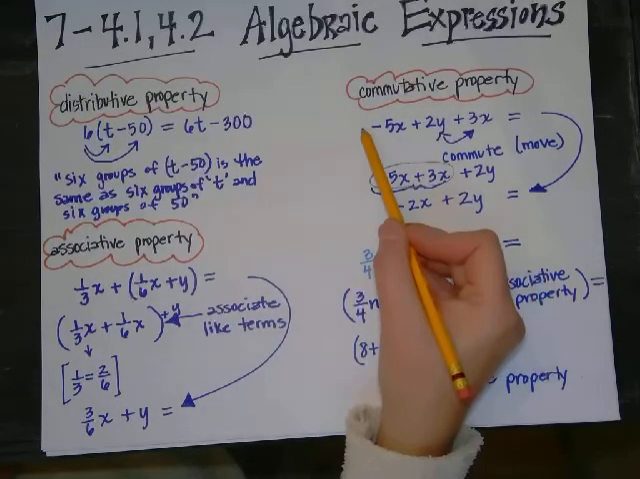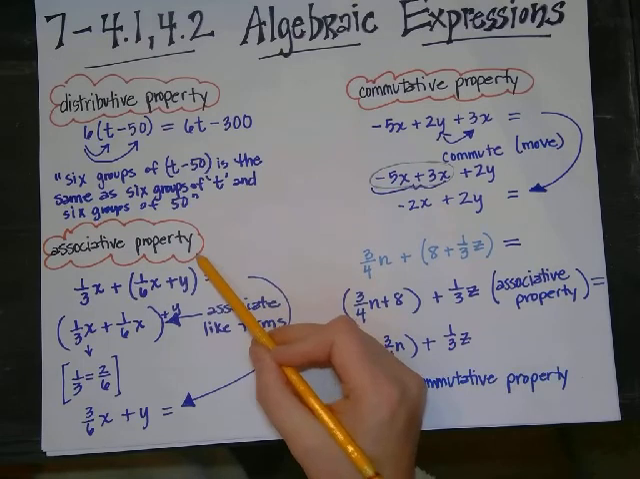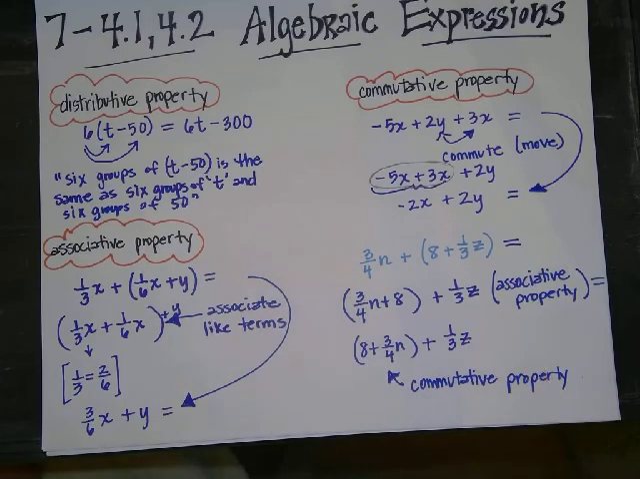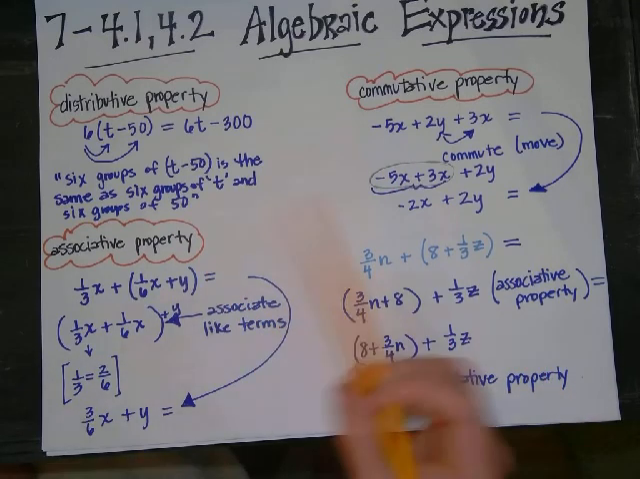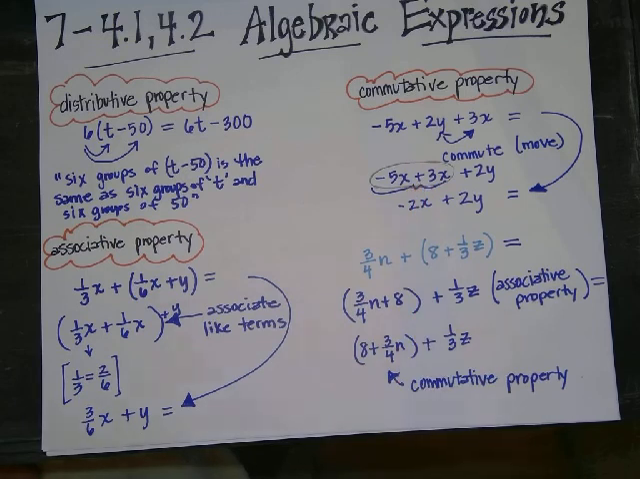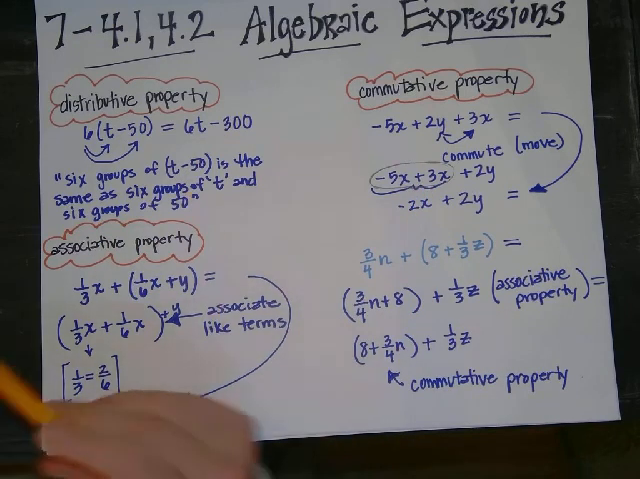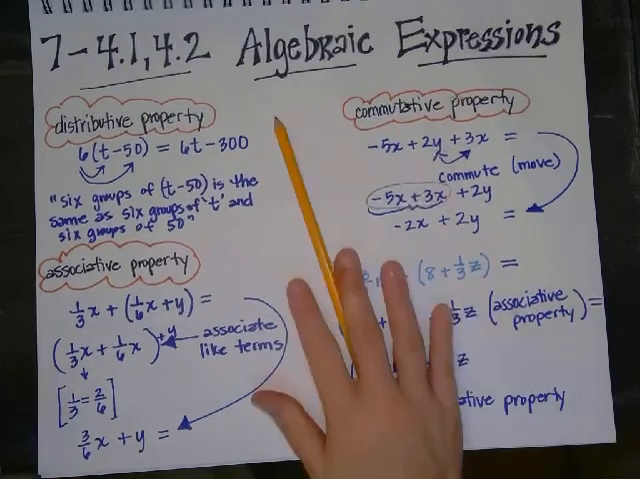What's important that you guys remember is that the commutative property and the associative property work with multiplication and addition only. You can't just move things around if you are working with subtraction or division. It changes the value of the equation.